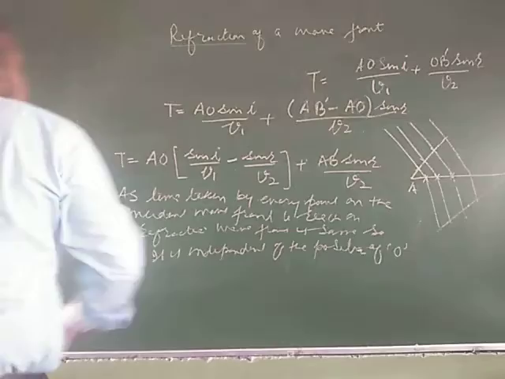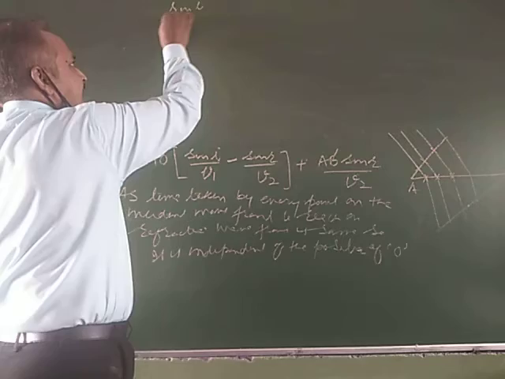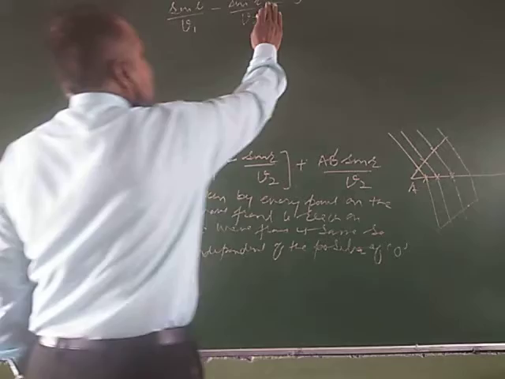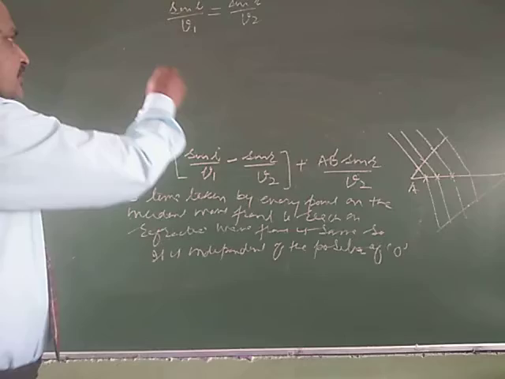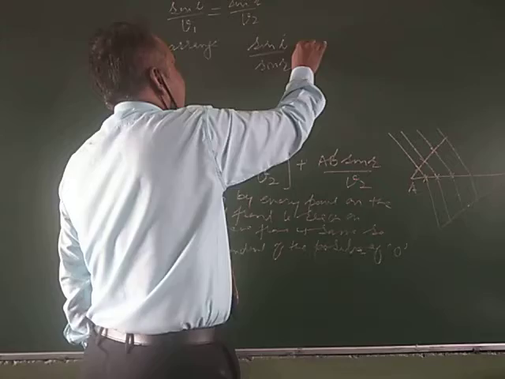Then what does it mean? It means I can straight away put this term as zero. So sine of I over V1 minus sine of R over V2 should be equal to zero. And when this is equal to zero, I can remove this and simply rearrange. When you rearrange, what do I get? Sine I over sine R is equal to V1 by V2.